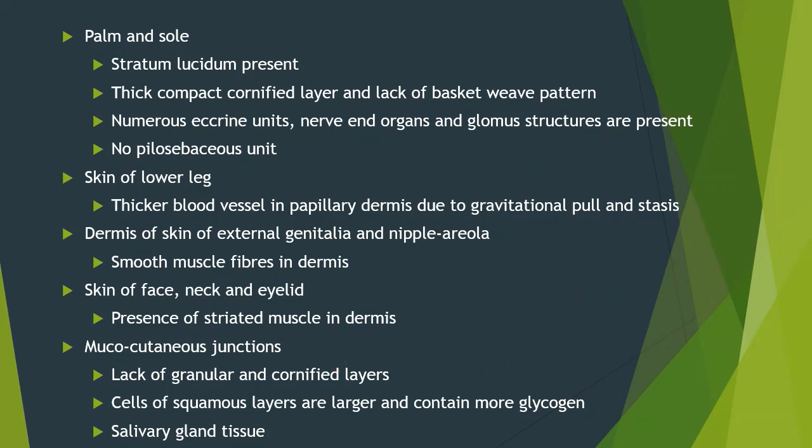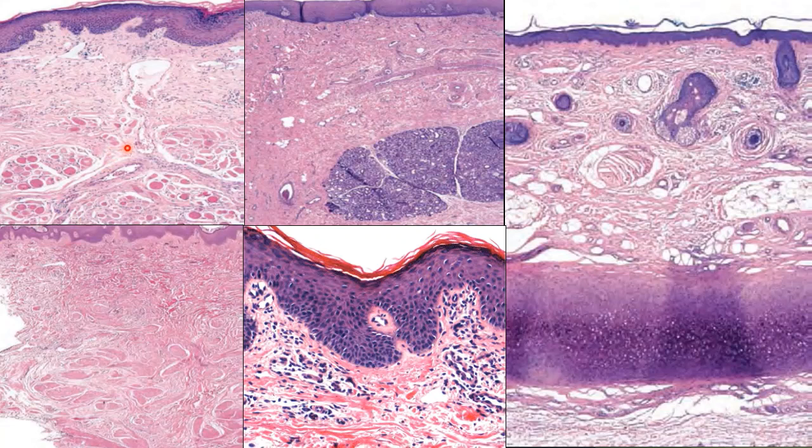Like in this mucocutaneous junction skin, we can see some striated muscles in the dermis, and in the mucous portion, there is presence of salivary gland structures in the dermis. And this is the skin from the ear lobule, where we can see the presence of cartilage with some vellus hair structures. This is skin from the leg, where we can see some vascular stasis in the papillary dermis. Increased thick walled vessels with stasis in the papillary dermis can be seen. And this is the skin from the nipple areola, where there is presence of smooth muscle fascicles in the dermis.